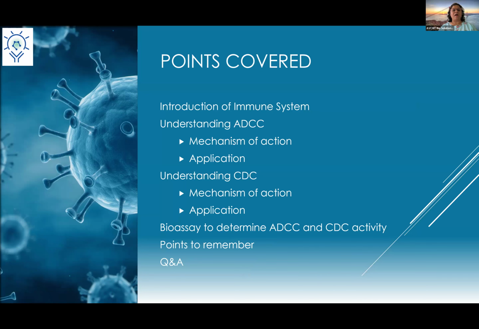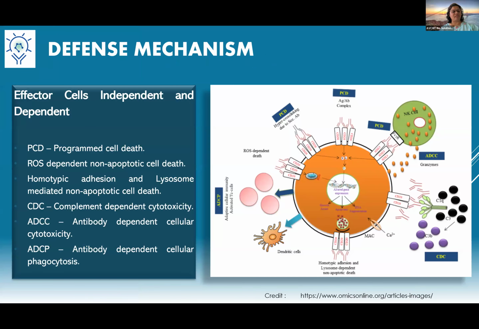So, first, the defense mechanism. The immune system is a complex network of cells, tissues, and organs that work together to defend the body against harmful pathogens such as viruses, bacteria, and various parasites. It is also known to play a crucial role in identifying and eliminating abnormal cells such as cancer cells. Therefore, the defense mechanism can be dependent or independent of different effector cells.